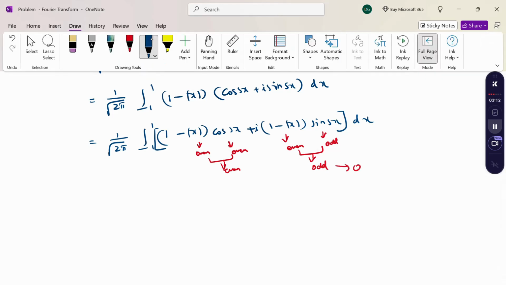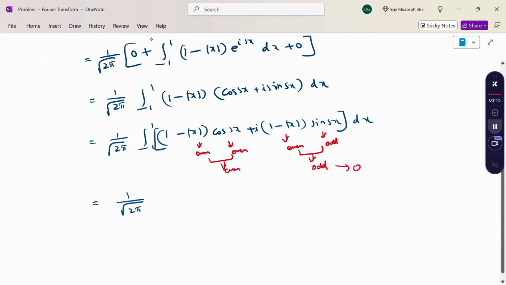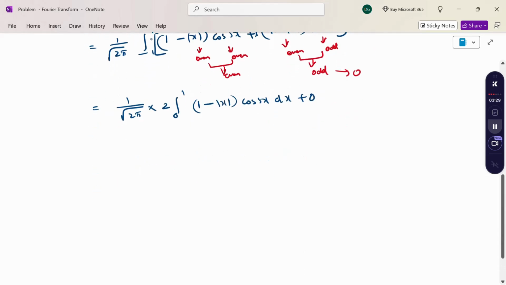Now we have 1 by sqrt(2 pi) times 2 times the integral from 0 to 1 of (1 - x) cos sx dx, plus 0 because the odd function integrates to 0. On the positive side, |x| is x and on the negative side it is minus x; since 0 to 1 is the positive side, we write |x| as x. So it is 2 by sqrt(2 pi) times the integral from 0 to 1 of (1 - x) cos sx dx.